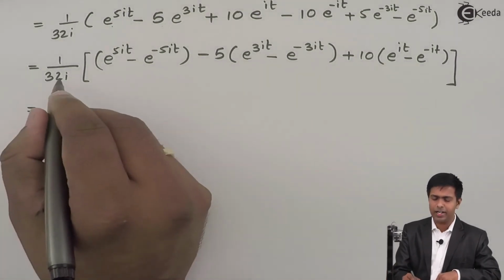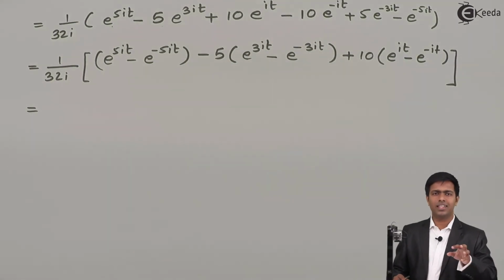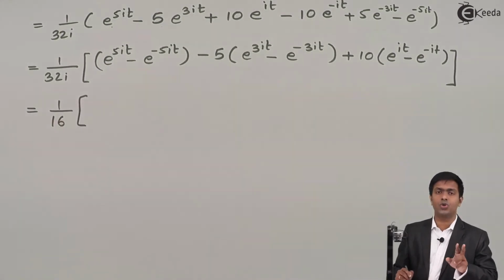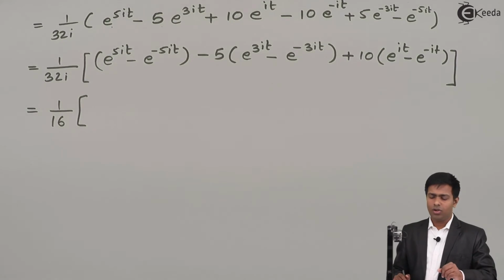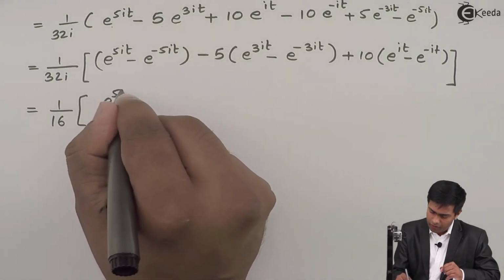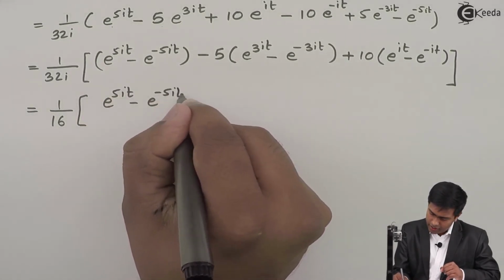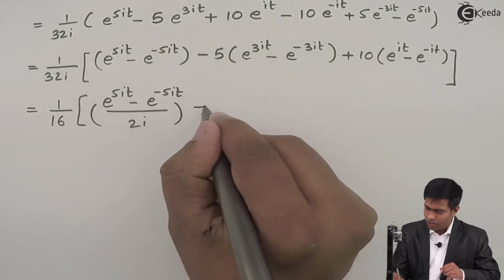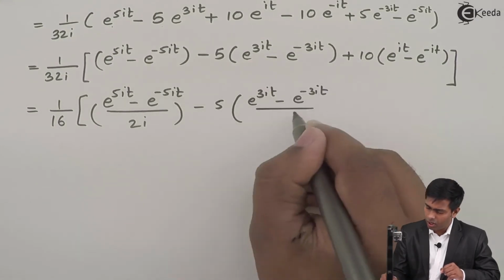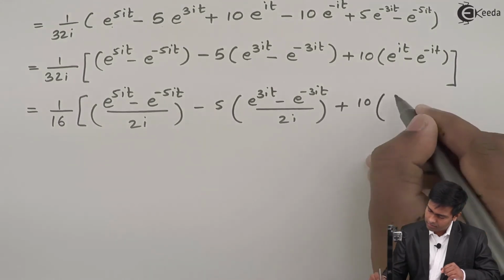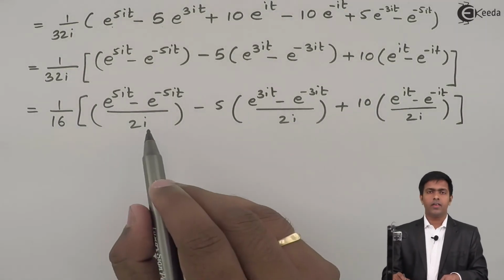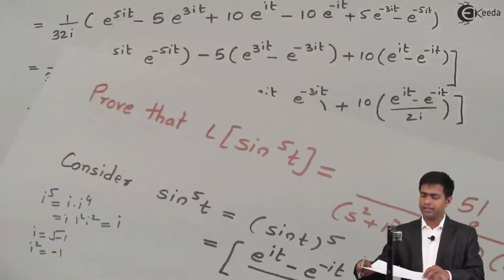So for that, I'll split this 32i into two parts, that is 16 into 2i. I'll keep this 1 upon 16 outside, and I'll take that 2i inside the bracket, so it will divide each term separately. So here we'll get e raised to 5it minus e raised to minus 5it upon 2i, here minus 5 into e raised to 3it minus e raised to minus 3it upon 2i, plus the last term. Now everywhere we can apply the formula of sin at.